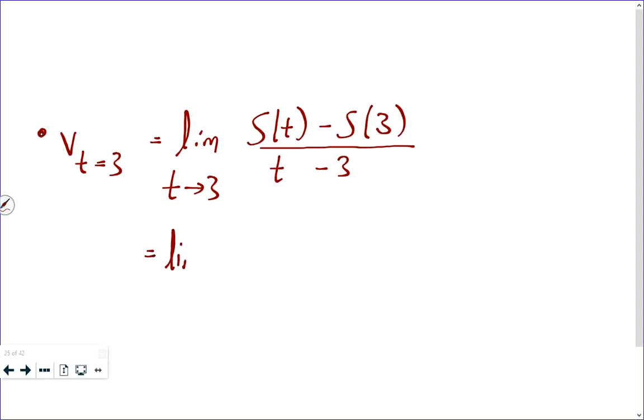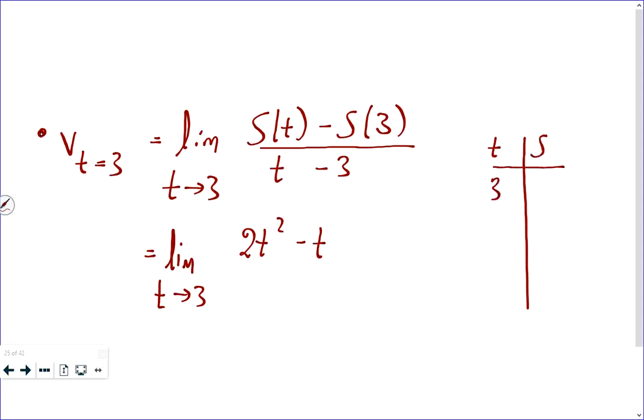So this is the limit as t approaches 3 of, I think it was 2t squared minus t, wasn't it? Well, let's figure out what s of 3 is. I want to say you get 15.